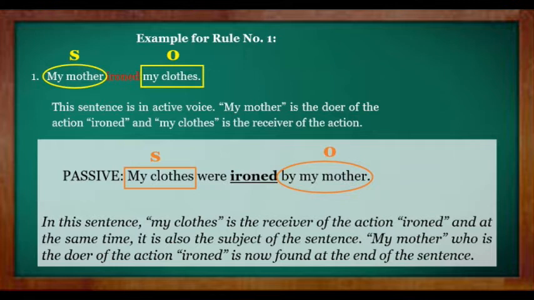In this sentence, my clothes is the receiver of the action ironed, and at the same time, it is also the subject of the sentence. My mother, who is the doer of the action ironed, is now found at the end of the sentence. As I mentioned earlier, active voice follows the pattern subject, verb, and object. However, in passive voice, the positions of the subject and the object are interchanged in the sentence.